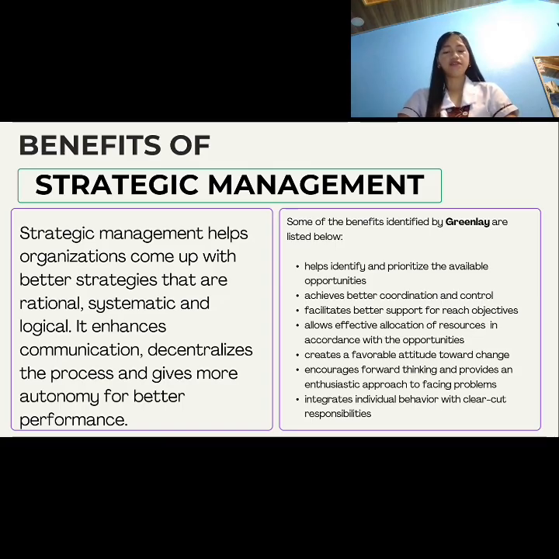As a result, ma-develop na dahil sa mga employee ang positive attitude toward change, adapt faster, and support the company's goals. Next is encourages forward thinking and provides an enthusiastic approach for facing problems. It helps the organization look ahead, prepare for future challenges, and face problems with confidence and energy.